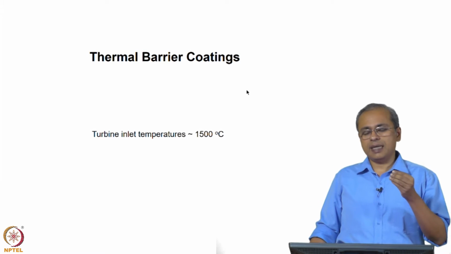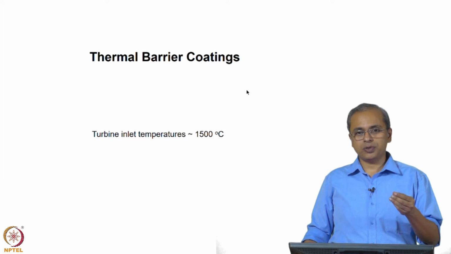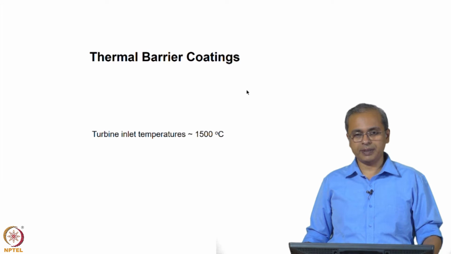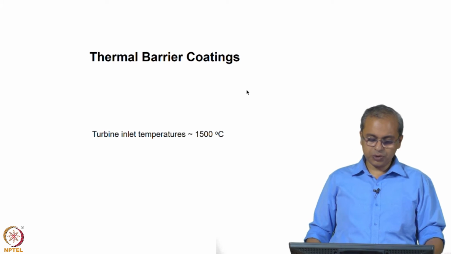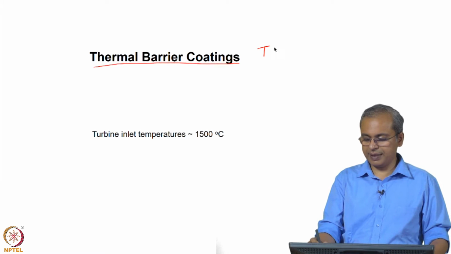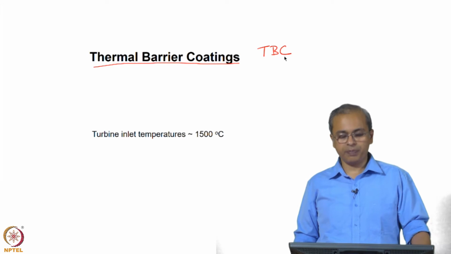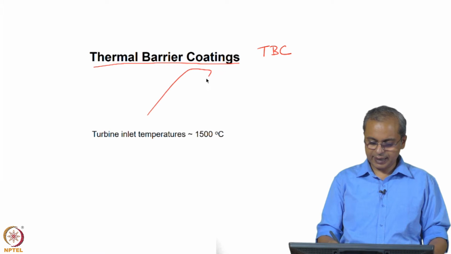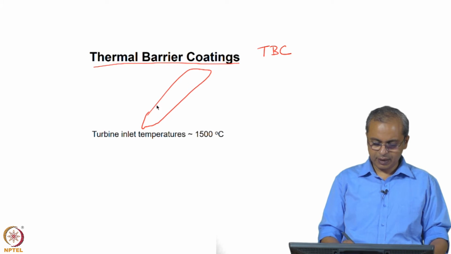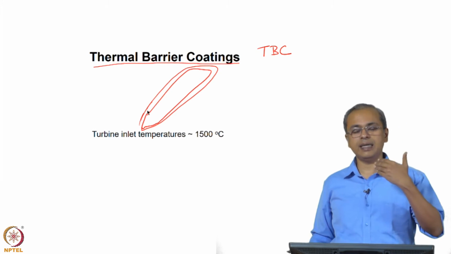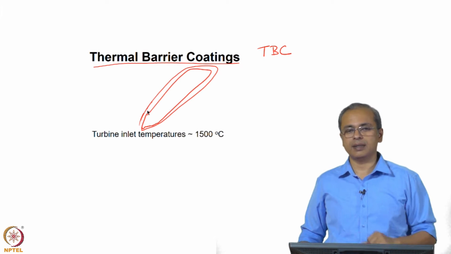Because it is a ceramic material, it is also capable of handling temperature differences to a fair degree. It is used in something called a thermal barrier coating, often abbreviated as TBC. There are a lot of people who work on these coatings. This is used on turbine blades. So, you have a blade like that, some kind of a turbine blade, and it is used as a coating on top of this blade on the side that is going to face the incoming gases.